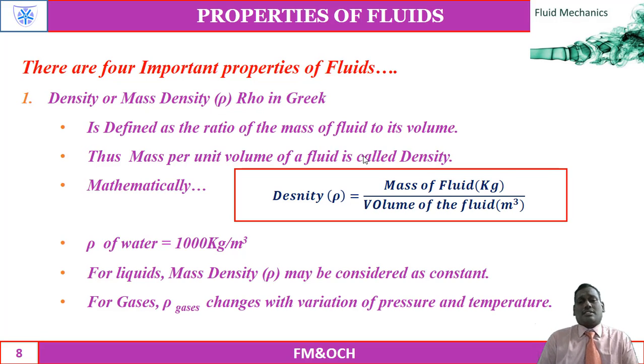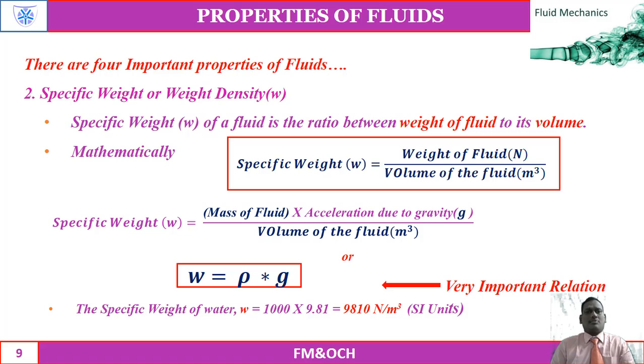Now, is the density the same for liquids and gases? This is explained in the next two lines. For liquids, the mass density may be considered constant. Wherever you go, it is 1000 kg per cubic meter. But for gases, density generally changes with variation of pressure and temperature. As pressure varies, the density changes, and it also depends on temperature. Another important property of fluid is specific weight, or simply weight density, small w.